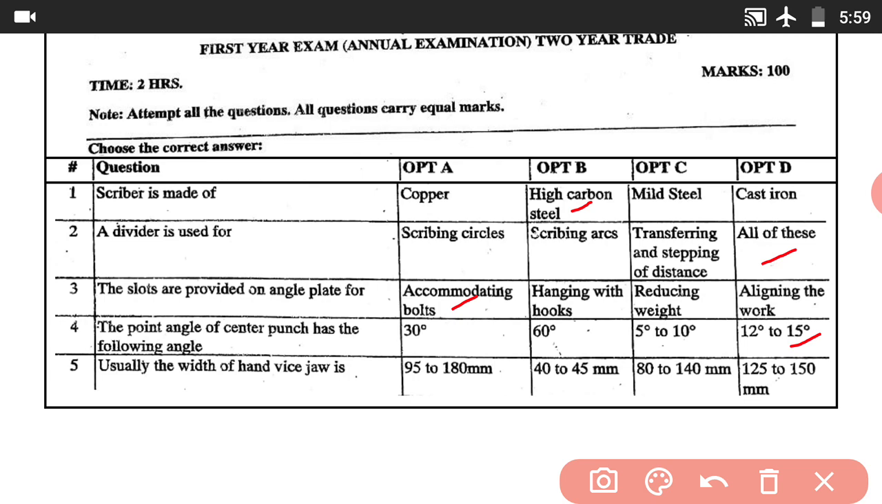Question number 5. Usually the width of hand vise jaw is dash. This question answer 120 to 150 mm. Answer D.